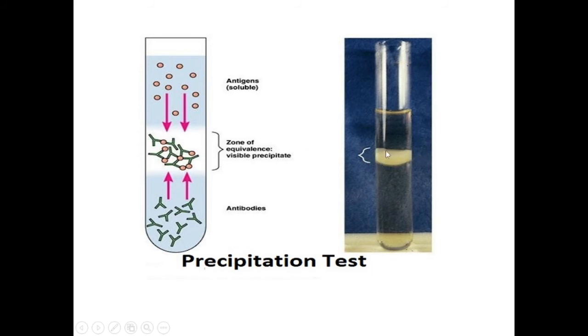When the antibody meets the antigen in optimum concentration, only there will it produce precipitation, or the antigen will get precipitated only at that region. So in tubes you can see like that. Here the soluble antigen is there, and if we add the antibodies, then the antigen gets precipitated. This is the precipitation zone.